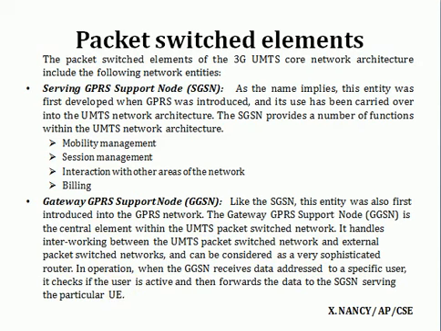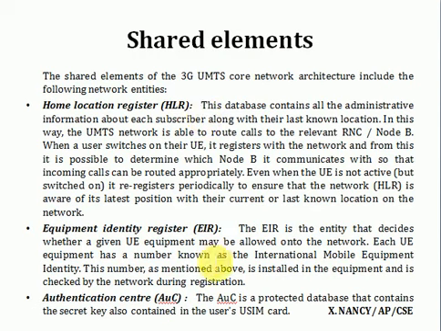Next we move on to the shared elements. The shared elements are HLR, EIR and AUC. We know that HLR is home location register, EIR is equipment identity register, authentication center is AUC. First, HLR contains all the administrative information about each subscriber along with their last known location. So, in our UMTS network, this HLR is relevant to the RNC and Node B, that is our RNS.